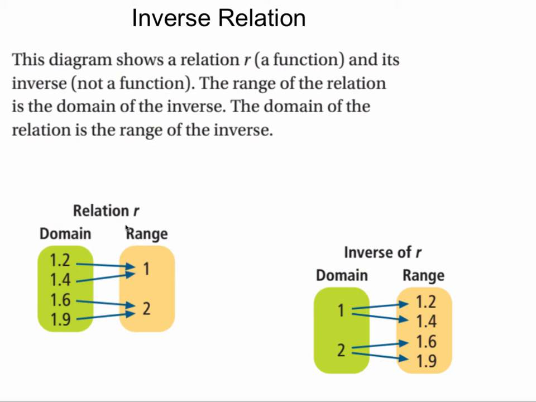So when I talk about a relation and its inverse, basically I'm going to be swapping domain and range. So the domain of the relation becomes the range of the inverse, and the range of the relation becomes the domain of the inverse. And we can see one can be a function while the other is not.